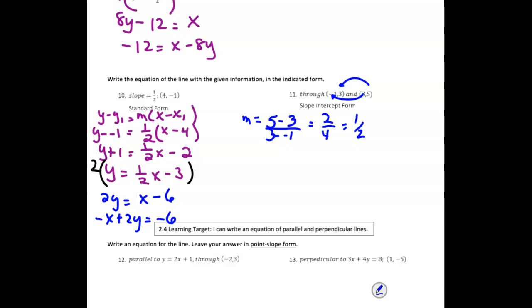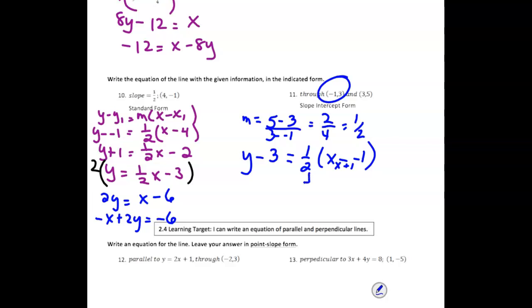Some people don't like to use the negatives, so they would have picked the 3 and 5. Some people like to just use the first one they see. How many used -1, 3? How many used 3, 5? About the same. Okay, we'll just go with the first one. So we have y minus our y-coordinate of 3 equals 1/2 times x minus the x-coordinate, which is -1. This subtracting a negative is the same as adding, right?